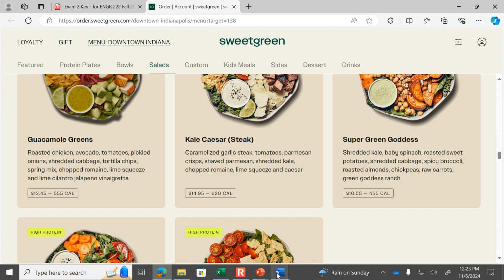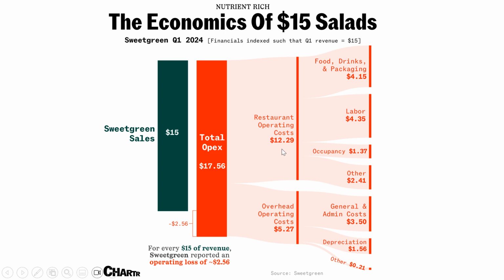And so the reason why I wanted to show you that is I saw some interesting data recently which was talking about why $15 for a salad. This is a breakdown of how much money they're actually losing each time they sell a $15 salad. And you would have thought maybe that they'd be making money by charging $15 for a salad. But unfortunately, for them, they're not covering their costs.